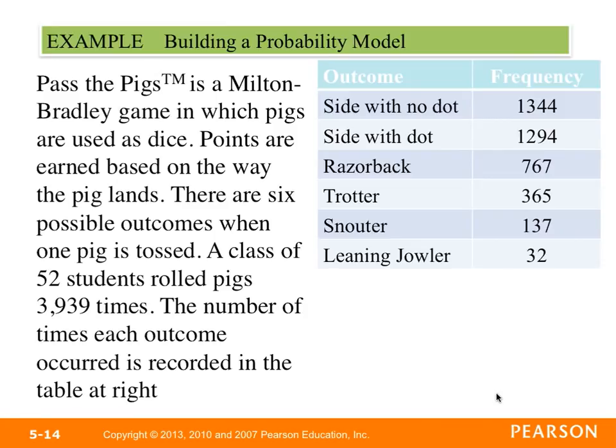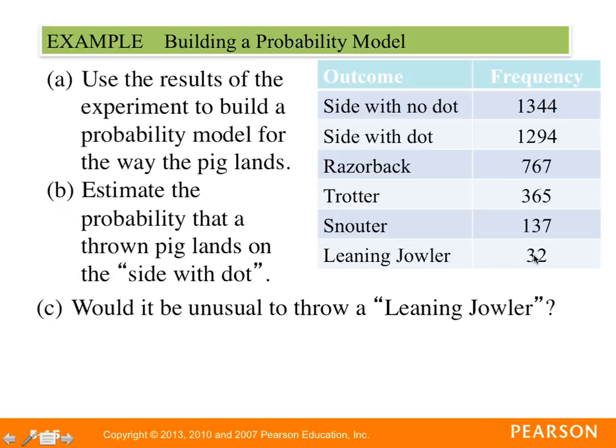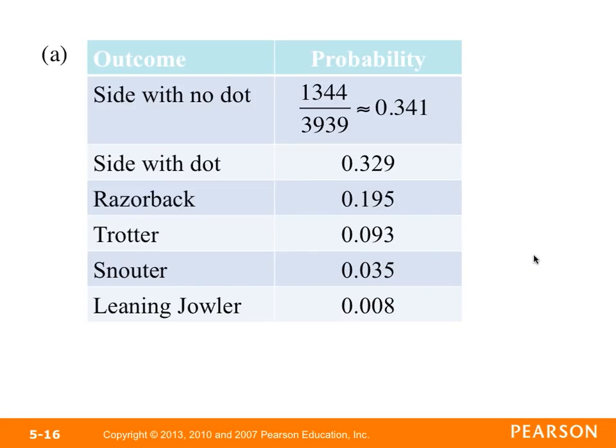The number of times each outcome occurred is recorded in the table at the right. So you'll see side with no dot, that was most frequent, 1,344 times. Leaning Jowler, I'm not totally sure what that is, happened 32 times. So we want to use the results of the experiment to build a probability model for the way the pigs land, estimate the probability that a thrown pig lands on the side with dot, and find out if it would be considered unusual to throw a leaning jowler.